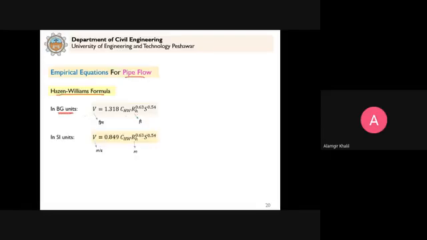Now next we have some empirical equations available to us that we can use to solve the pipe flow problems. So the first one is the Hazen-Williams formula. In the British gravitational units, these are empirical equations, so we get them from the data. That's why we directly write down the equations. It is given by this expression in the British gravitational units. And in SI units, this is the formula to calculate the velocity V of flow in the pipe.